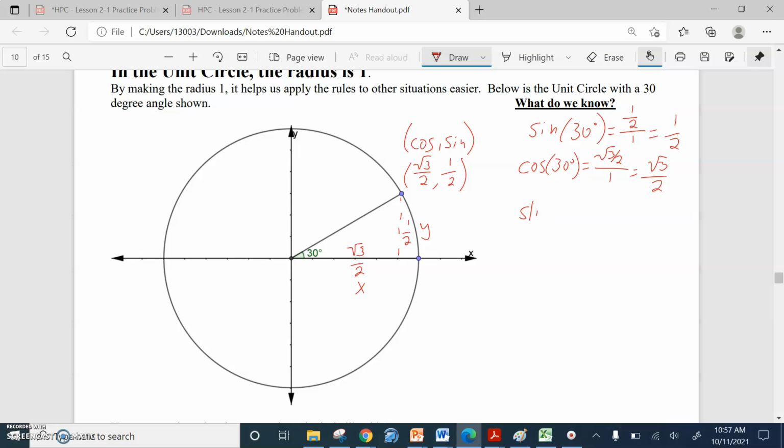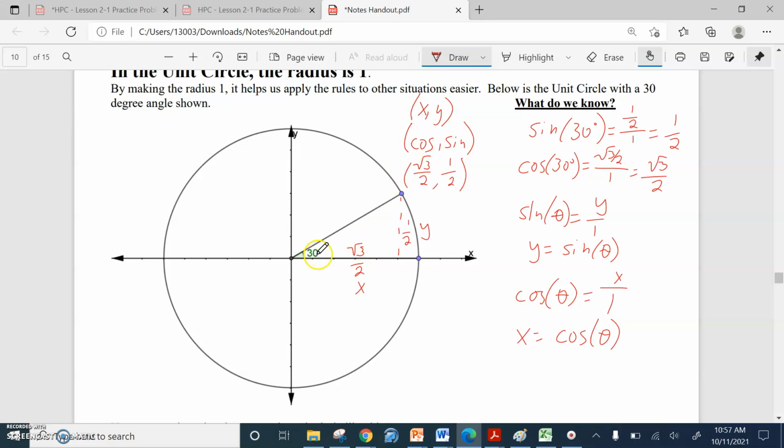So, sine of any angle is y over 1. So if we rewrite that, the y value is equal to sine. Same thing if we do cosine. Cosine of any angle theta is x over 1. We rewrite that for x. We get x is equal to cosine theta. And that's where we come up with the original x comma y there.